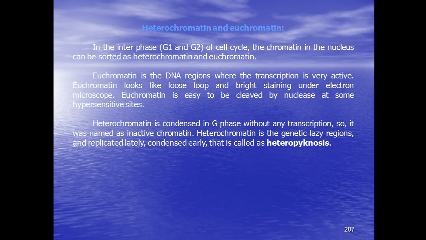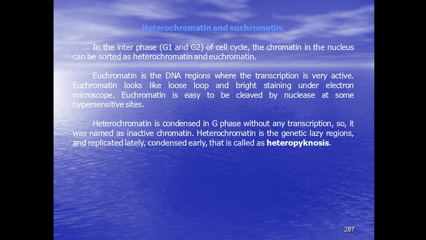Now, in the last class I have told you a little bit about heterochromatin and euchromatin. Especially when the cell is in a non-dividing state, what is known as interphase, that is the G1 and G2 phase of the cell cycle, the chromatin in the nucleus can be sorted as heterochromatin and euchromatin. Actually in the non-dividing cell there is no chromosome, it is only the chromatin fiber. This chromatin fiber in the interphase can show two different regions. One is heterochromatin and another one is euchromatin.